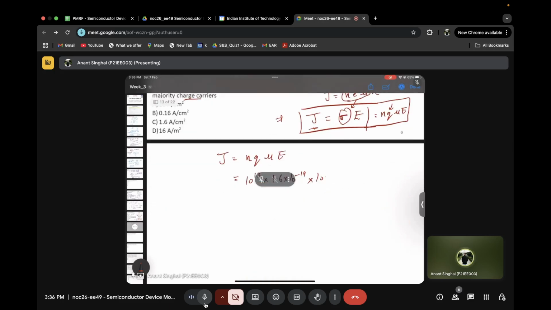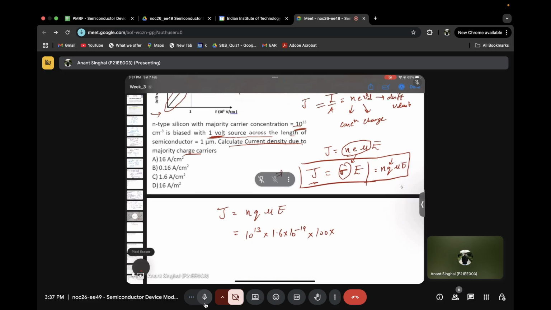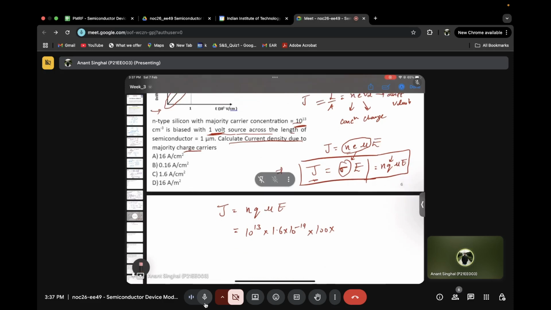So it's 100. Electric field, is it given? Electric field is nothing but V by L. So it should be in centimeters. So it should be 10 to the power minus 4. So this should be minus 2, minus 17, minus 4.